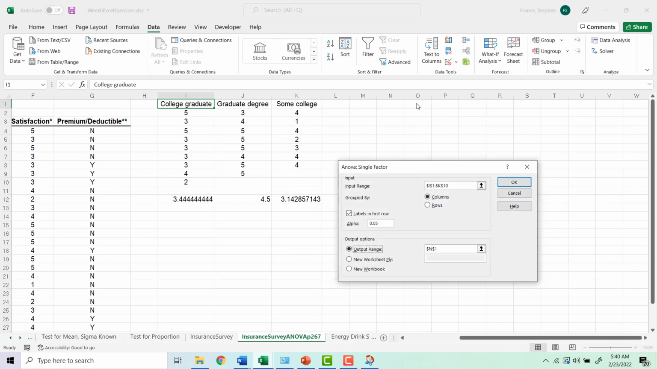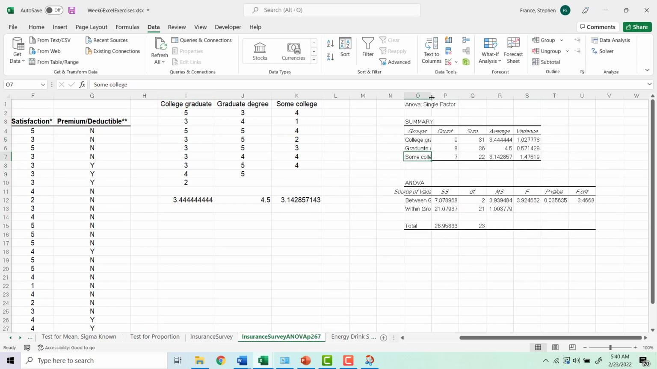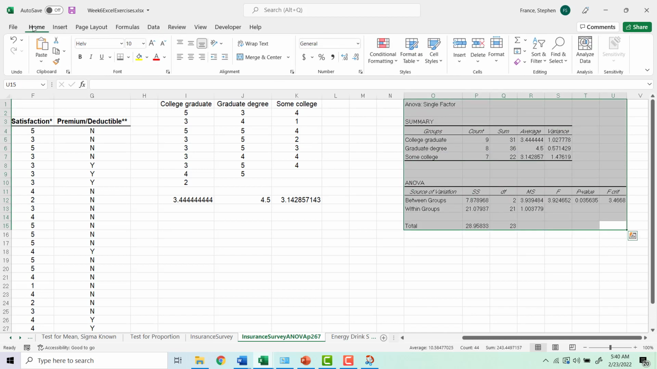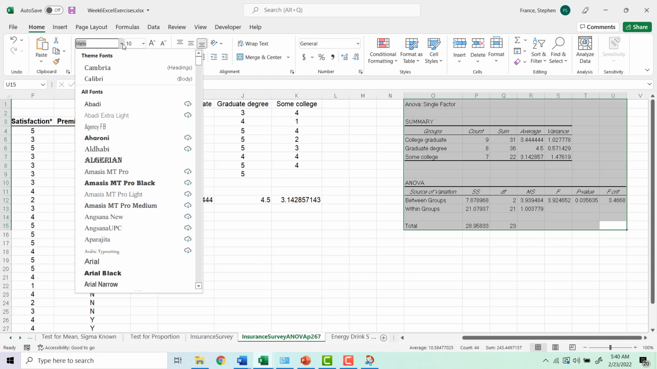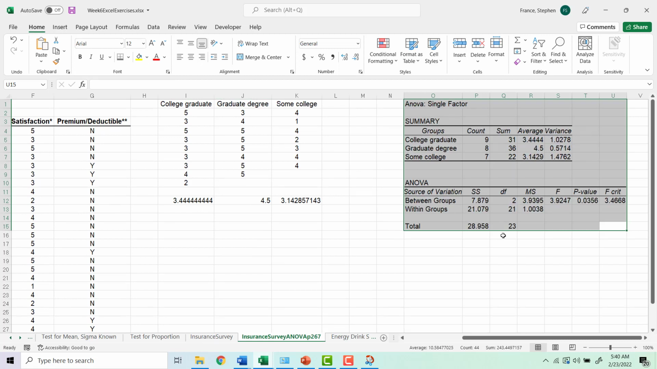And let's just select the output range, yeah, let's just give us a little bit more room. We'll do it in O1. Okay, so here's our results. And let's just make it a little bit more readable. I don't know why they chose the palest font possible to show these results. So that looks a little bit better.